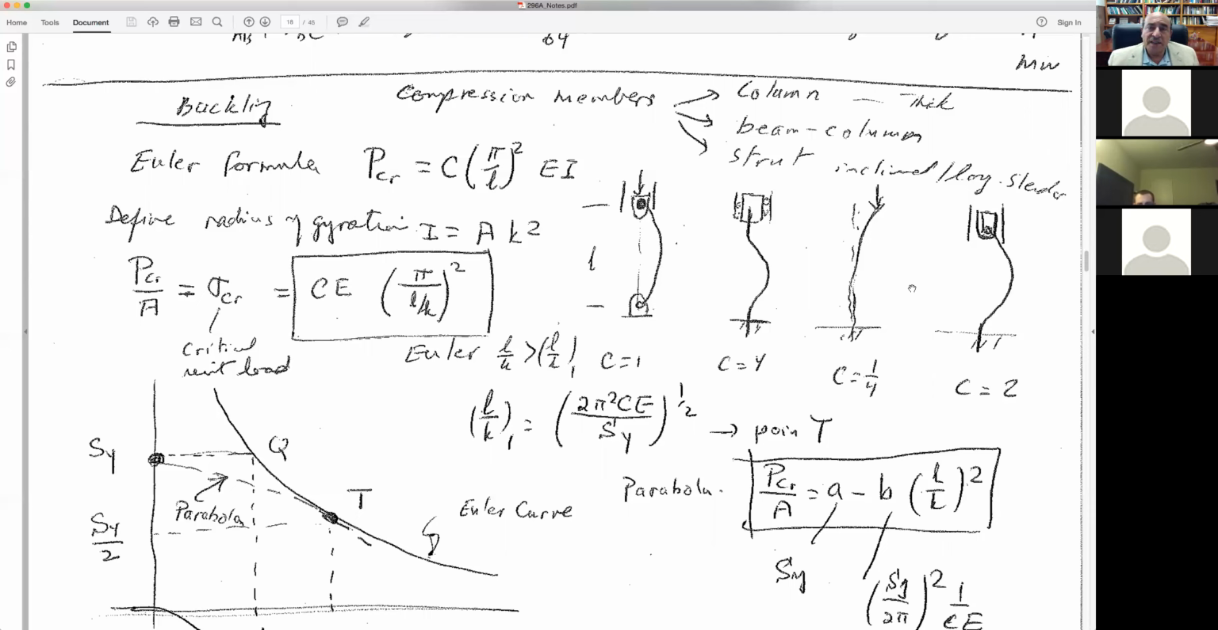When we say it's a column, it means it's a thick object. If it is a beam column, it means that it can carry some bending and some axial force. If we say a strut, it means a slender member that is usually inclined, like in the car. So we have boundary conditions, and they are shown here.